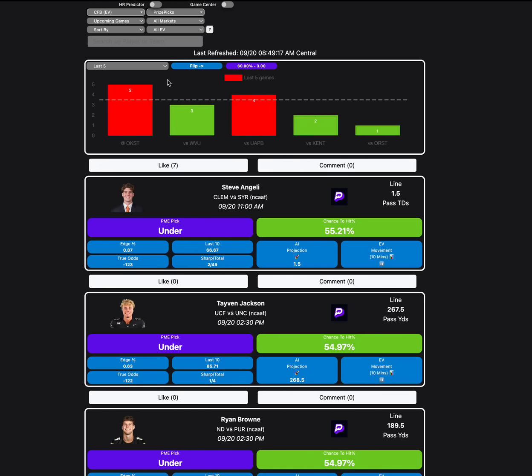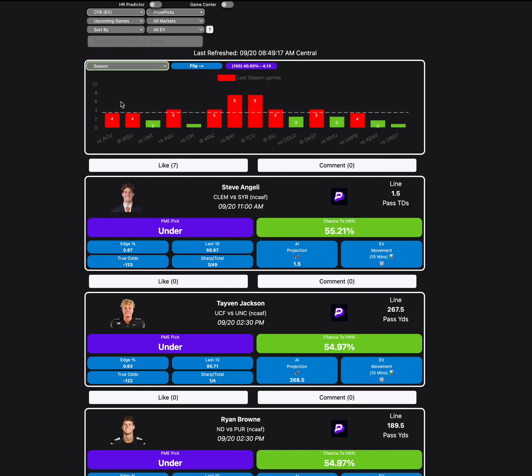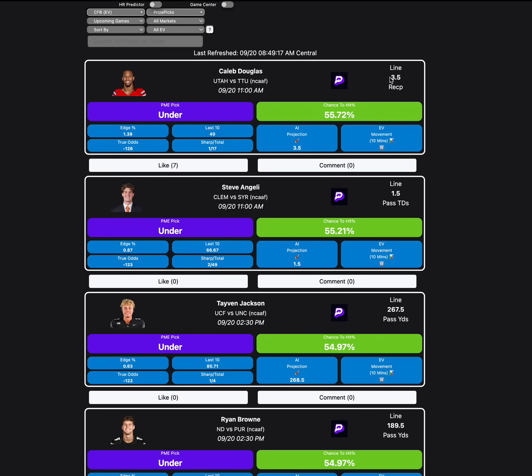Let's flip his card over and take a look. He's gone under in 60% of his last 5 games. Let's look over the season. He's gone under in 40%, averaging 4.13, which is over the 3.5 receptions. But based on this matchup and exact situation, the data is definitely signaling the under on his 3.5 receptions.